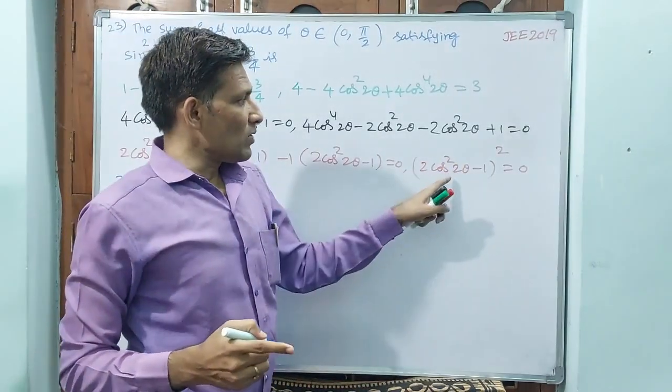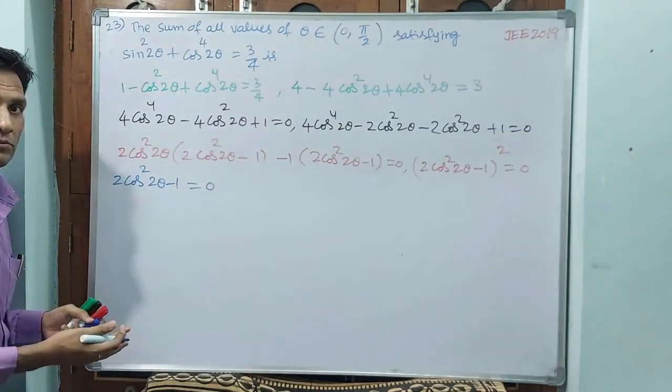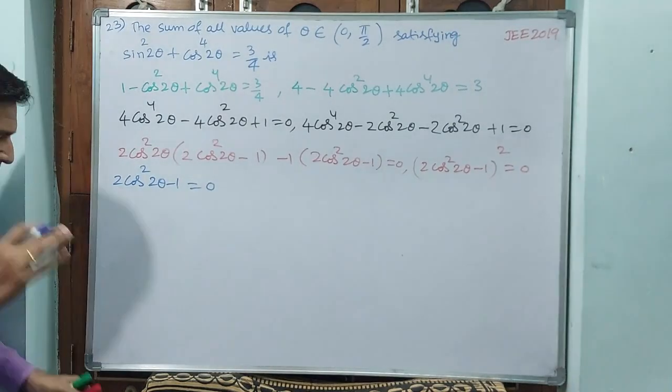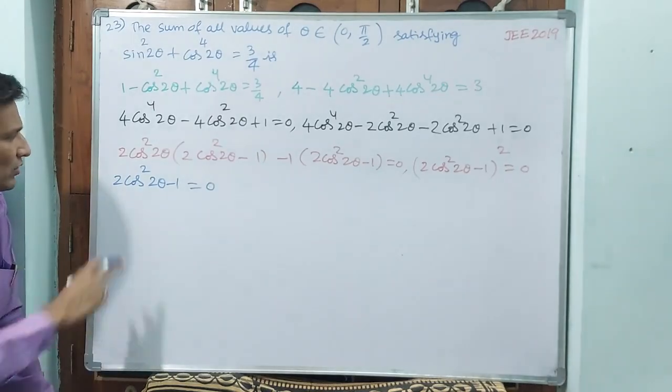Whole square is 0 or single also 0 only. Why? Because anything 0 into 0 is only 0. Same. Square means two times you have to apply the same. Yeah, a square is equal to 0 means a is 0 only. A into a. A is also 0.